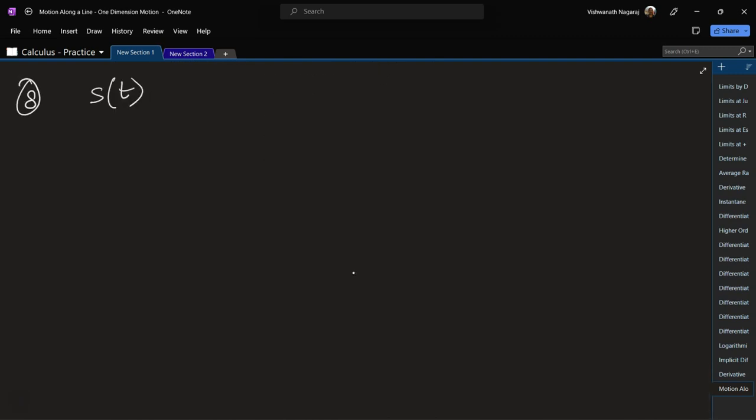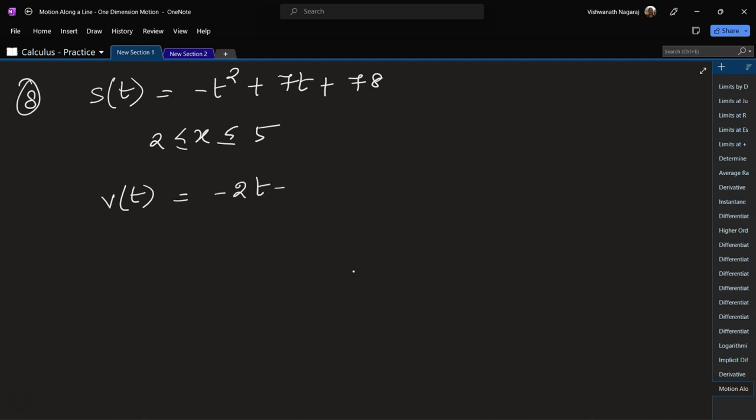From now onwards, till I mention otherwise, we are given the displacement expression. So here it is minus t square plus 7t plus 78, and the interval that we are interested in is 2 to 5. What we have to figure out is the distance and the displacement. Okay, so we need to know where exactly the direction changes, for which we require the velocity. Velocity is going to be minus 2t plus 7, equate it to 0 to figure out where exactly the velocity is 0.